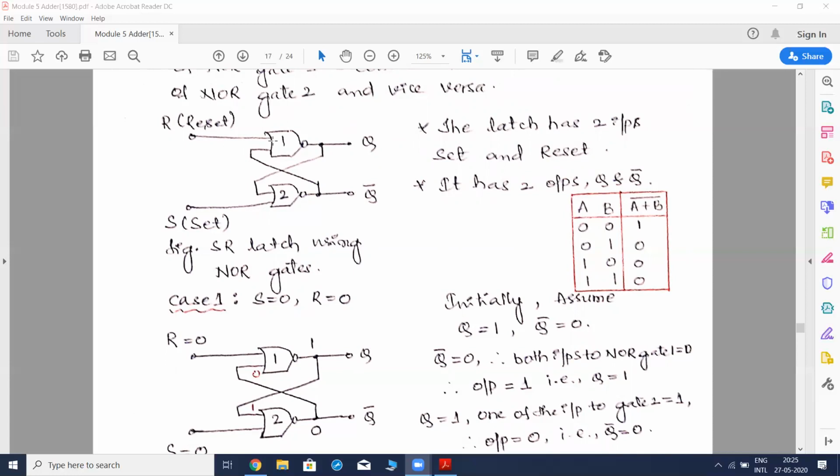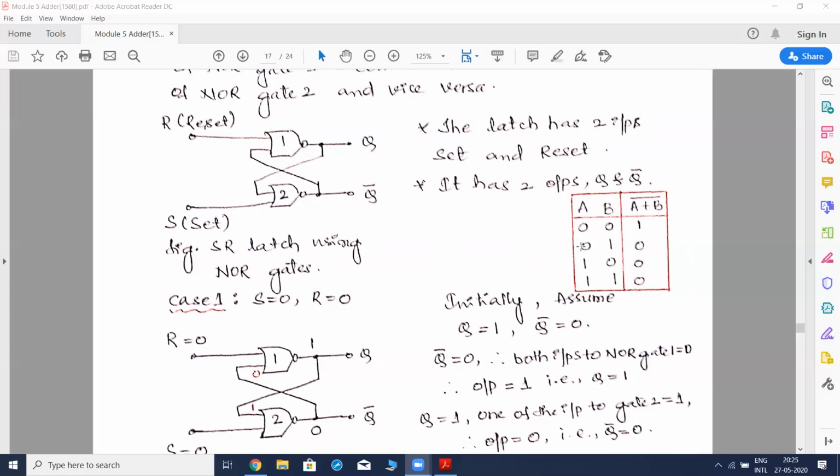So now we have constructed the NOR gate latch. In order to explain this NOR gate latch, we have to write down the truth table of the NOR gate. I've already explained the logic gates. So for convenience, I've already written here the truth table of the NOR gate. So what is a NOR gate? It is OR plus NOT.